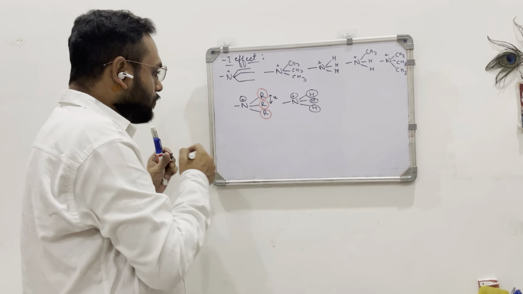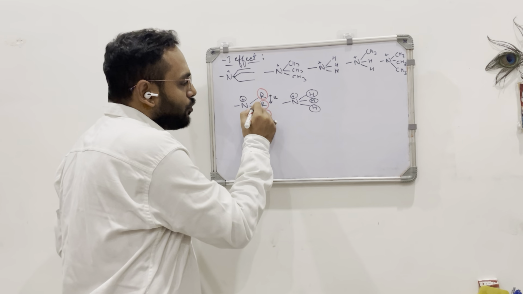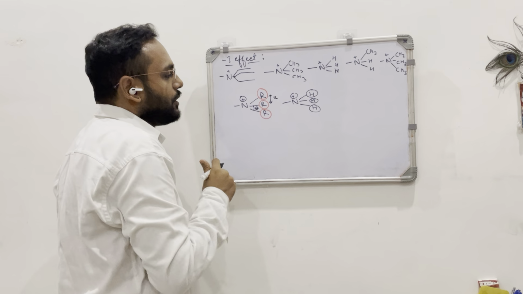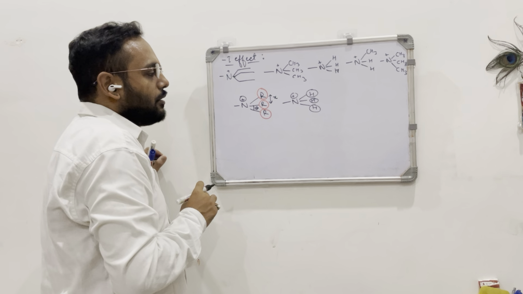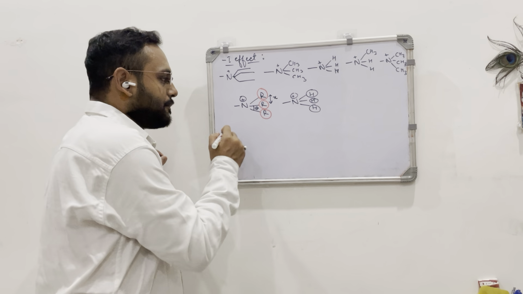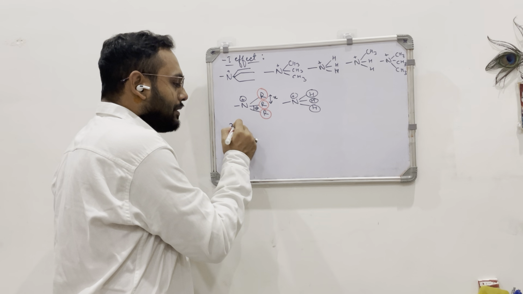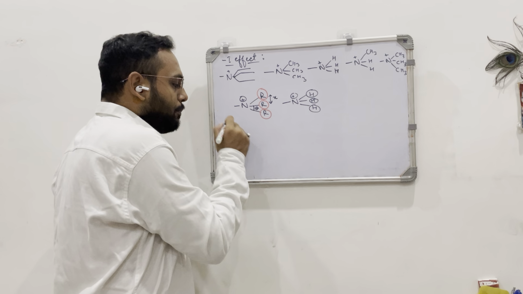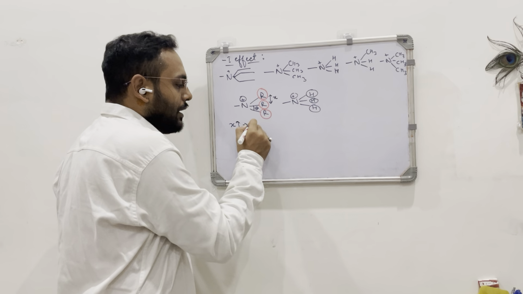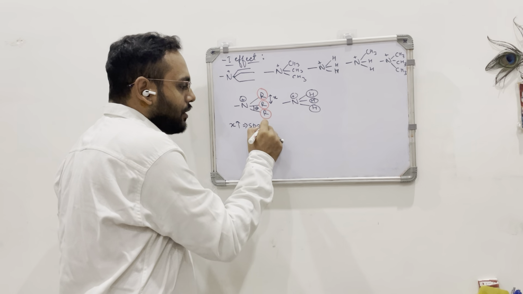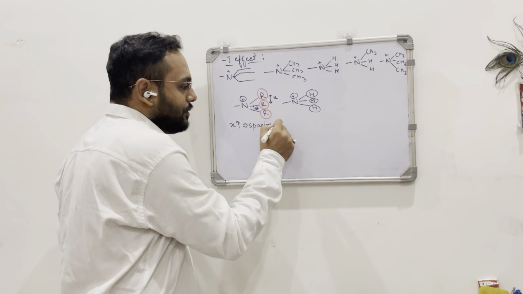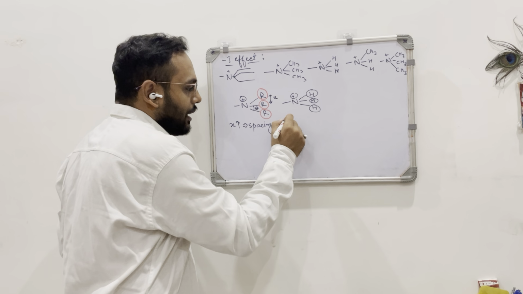Because of this repulsion, these groups will try to move apart, and in turn the bond angle between R and R will increase. So I can say that since van der Waals repulsion is increasing, the spacing between the groups is increasing, which in turn is increasing the bond angle between them.